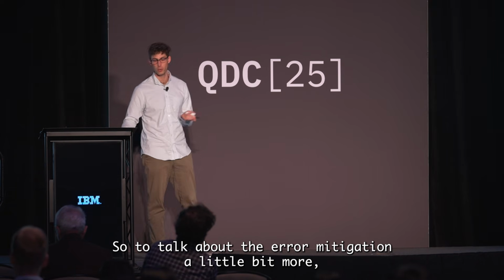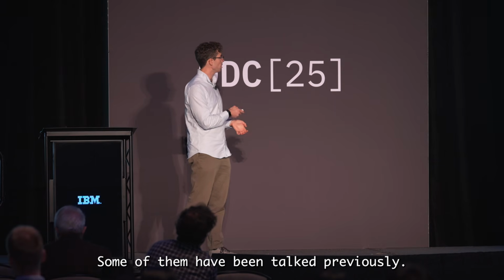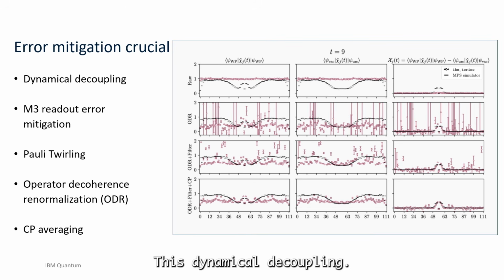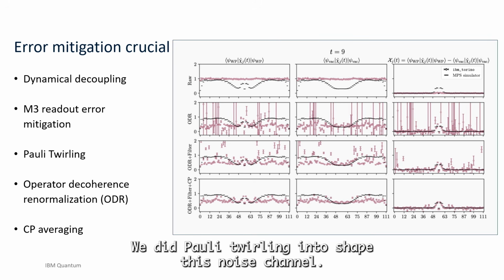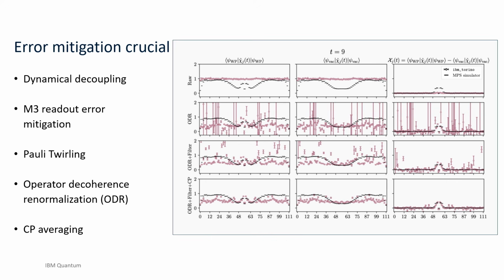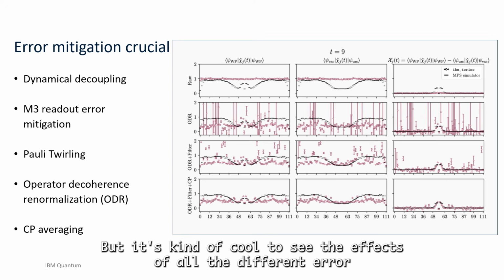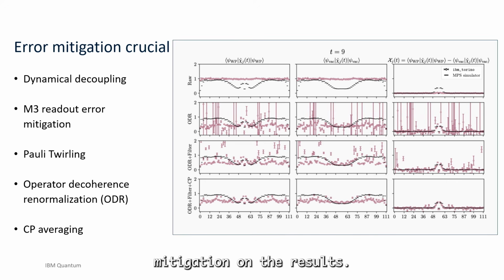So to talk about the error mitigation a little bit more, we did a few different things. Some of them have been talked about previously. This dynamical decoupling. We did the readout mitigation with M3. We did Pauli twirling to shape this noise channel. We also used this ODR, or operator decoherence renormalization. Then we were able to do some symmetry averaging. But it's cool to see the effects of all the different error mitigation on the results. And that's what's shown over here.